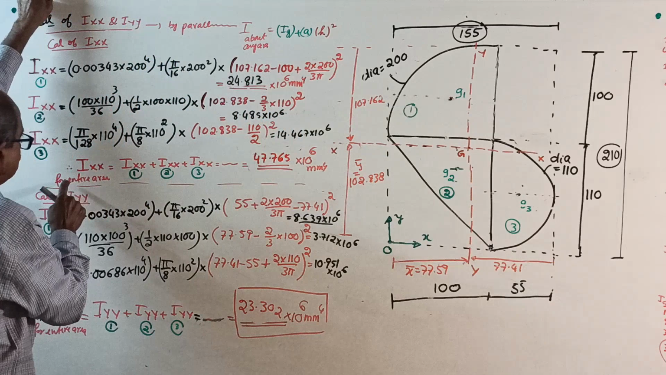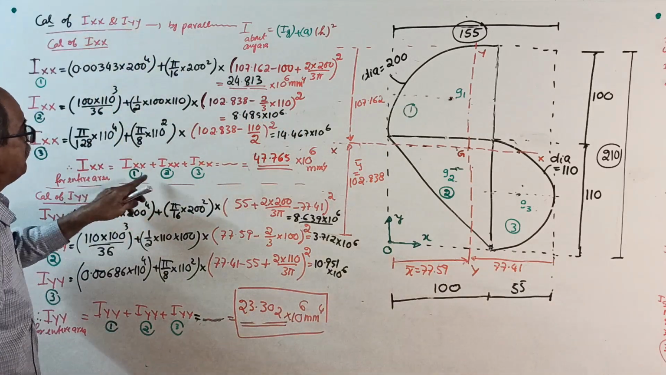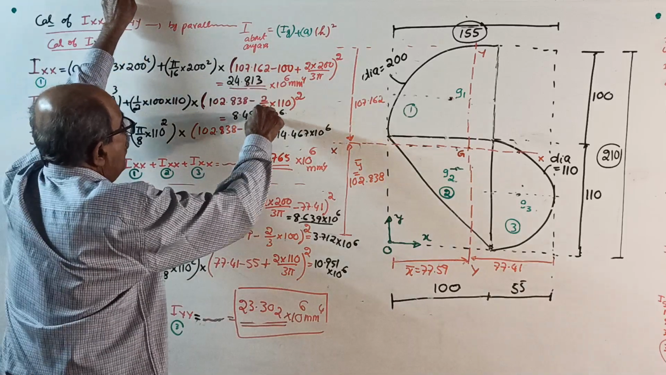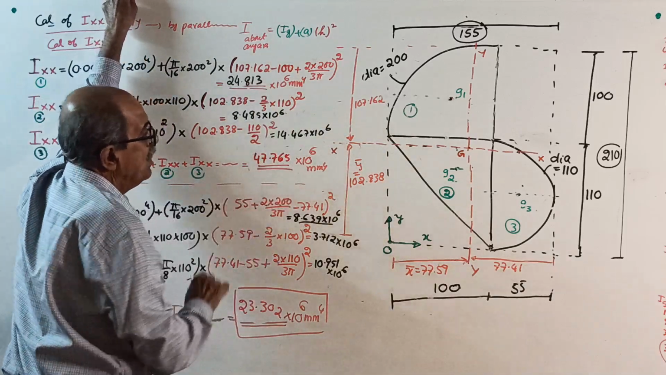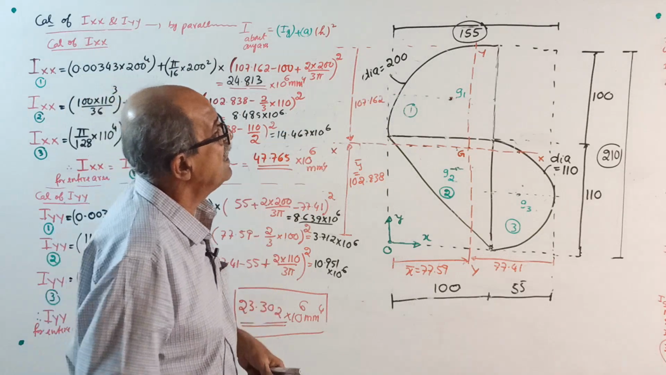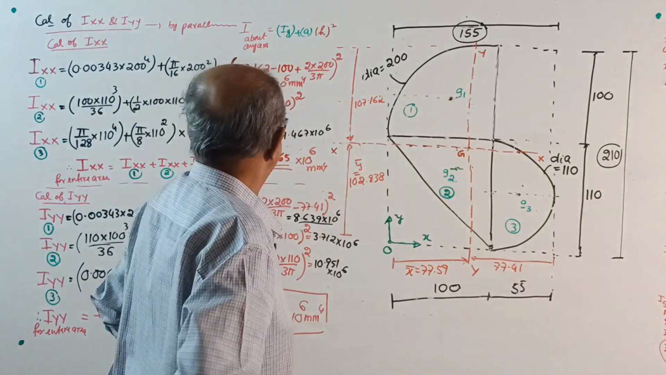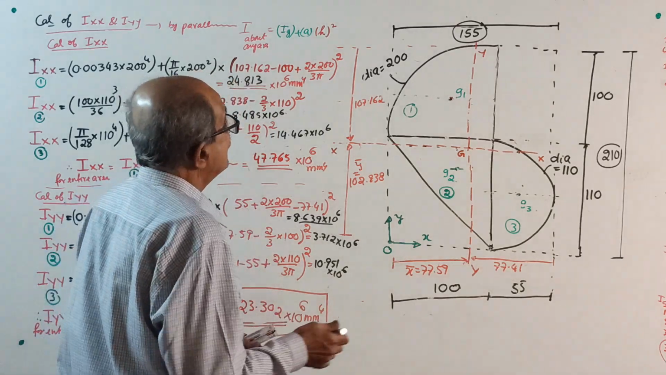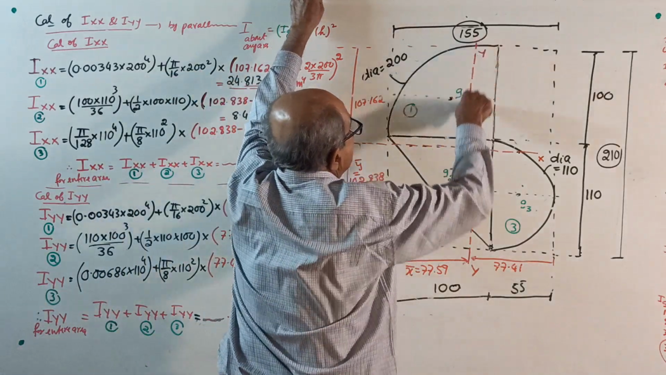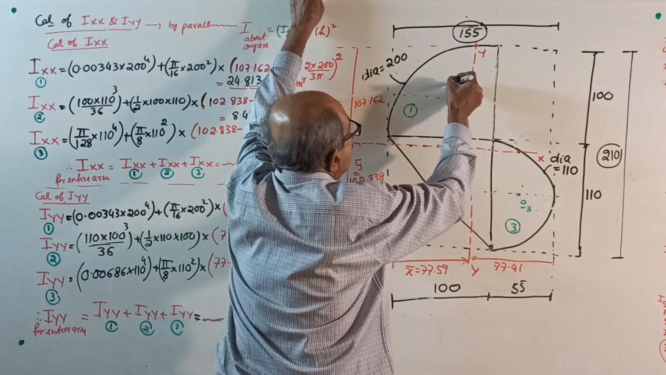Therefore, Ixx for the entire area equals 1 plus 2 plus 3. Add all the 3, you will get 47.765. I made a note there. I want it, 47.765. Okay, over. Start. I about YY axis. First about its own YY axis here.